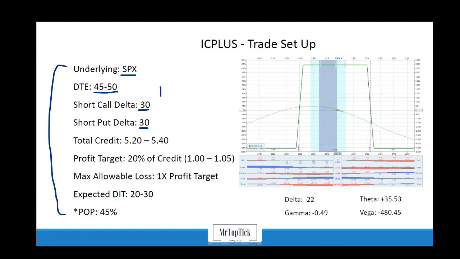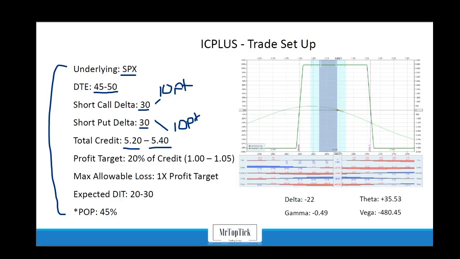And we're using 10-point wings. So these are 10-point wide credit spreads. So 10 points on the upside and 10 points on the downside. Now we're looking for a credit between 520 and 540.